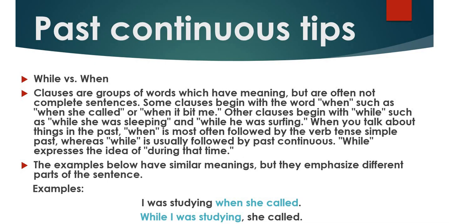When you talk about things in the past, when is most often followed by the verb tense simple past, whereas while is usually followed by past continuous. While expresses the idea of during that time. The examples below have similar meanings, but they emphasize different parts of the sentence. Examples: I was studying when she called. While I was studying, she called.